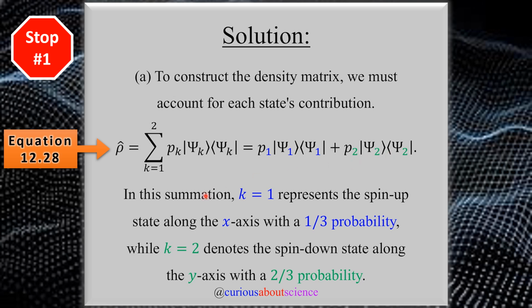Pretty easy. Now in the summation, K1 represents the spin up along the x-axis with the 1/3 probability, all color-coded to blue, while K2 demonstrates the spin down state along the y-axis with 2/3 probability, all color-coded in green. Now let's see how to actually construct these two things together.